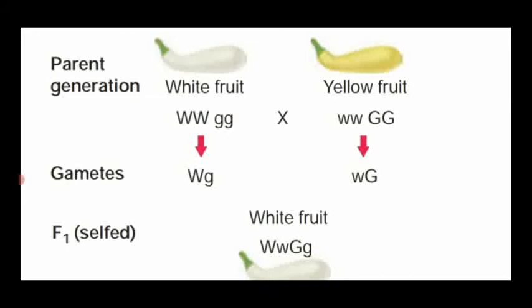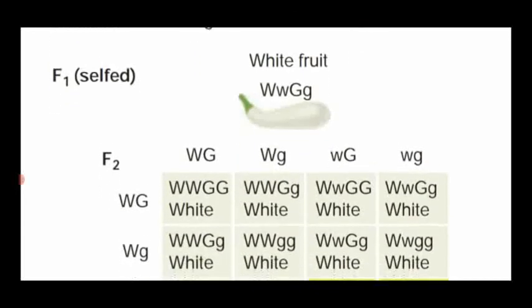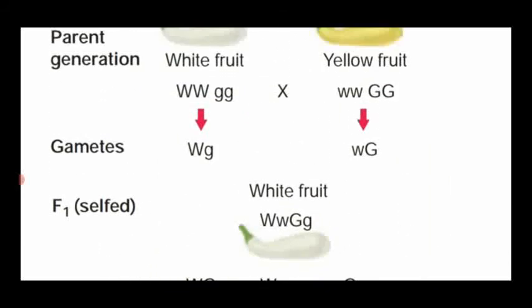So the gametes are segregated. One capital W with small g, one small w with a capital G. Both of them joined together. In the F1 generation, the genotypic ratio is one capital W, one small w, one capital G, one small g. See, all the alleles are segregated independently and joined together to form an F1 hybrid.